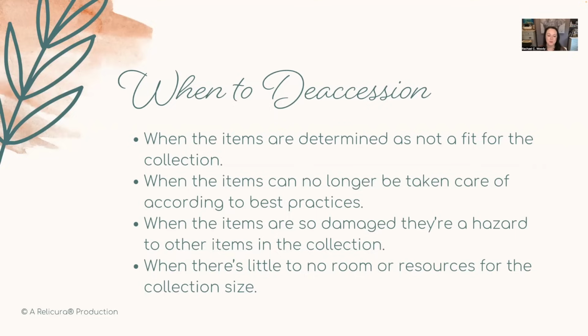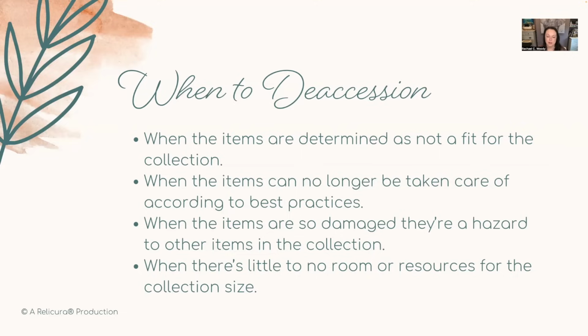The second is when the items can no longer be taken care of according to best practices. Depending on the items, their particular preservation, storage, or display needs could be beyond the capabilities of the current museum. Maybe the item is so fragile or made of such specific rare materials that it really needs to go somewhere else that has that kind of expertise.